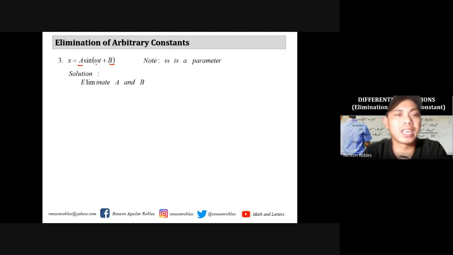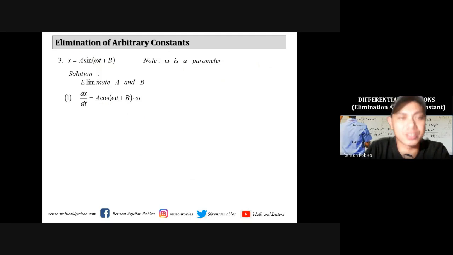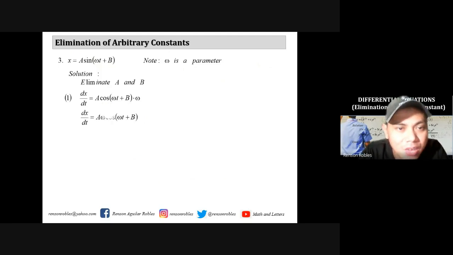So you have dx/dt equals, we are differentiating with respect to t, you copy a, that's constant, and you know that the derivative of sine is cosine. You copy omega t plus b, and then you differentiate this and that is equal to omega. The derivative of omega t plus b is equal to omega, and then the derivative of b with respect to t is 0. So we can write it of the form a omega cosine of omega t plus b.